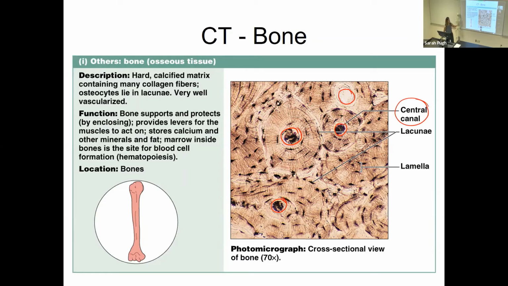So this is a great example showing you under a microscope how vascular your bone actually is. Has a fabulous blood supply. And then all these little tiny black structures that go around those rings, those are our osteocytes in lacuna.